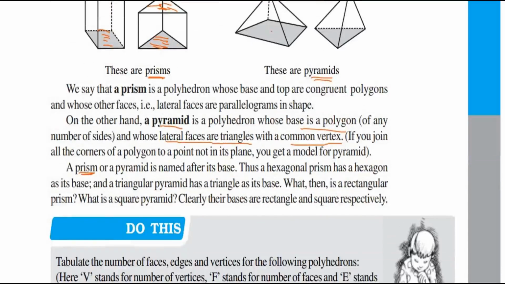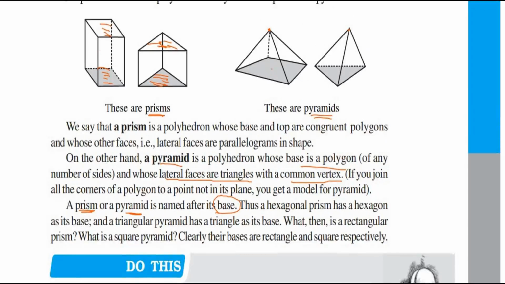So a prism or a pyramid is named after the base, right? It is named after the base. Like this is a rectangular prism. This is a triangular prism. This is a rectangular pyramid. This is a triangular pyramid, right? So we have a triangular pyramid, hexagonal pyramid, rectangular pyramid, etc. We name it after the base. So a square pyramid has a square at the base, right? Square at the base. Got it now? And the top would be triangles meeting at the vertex.